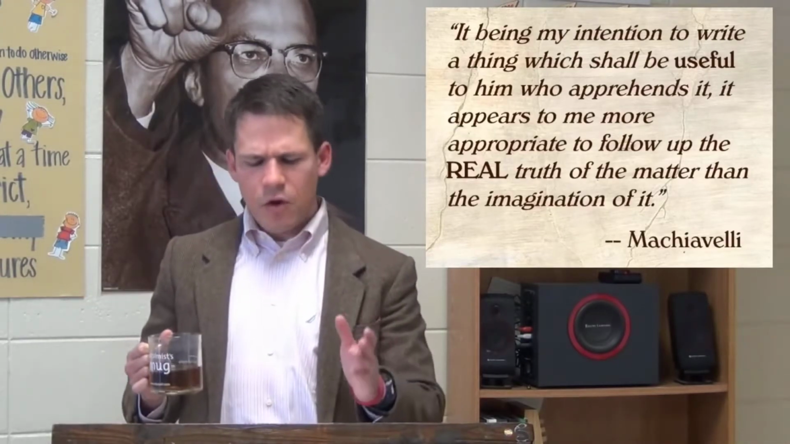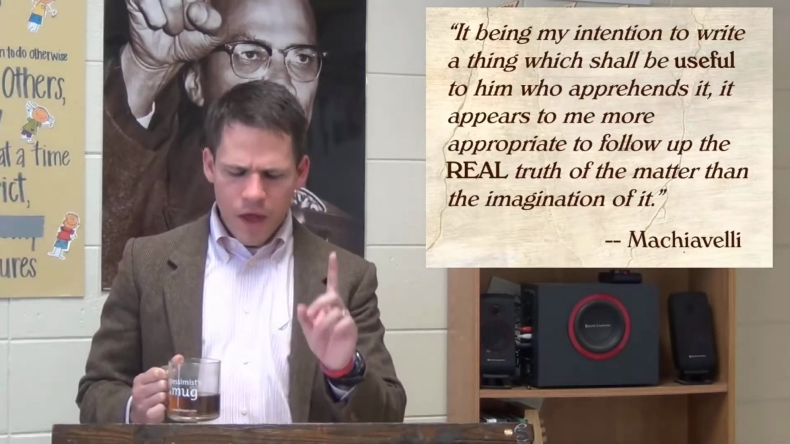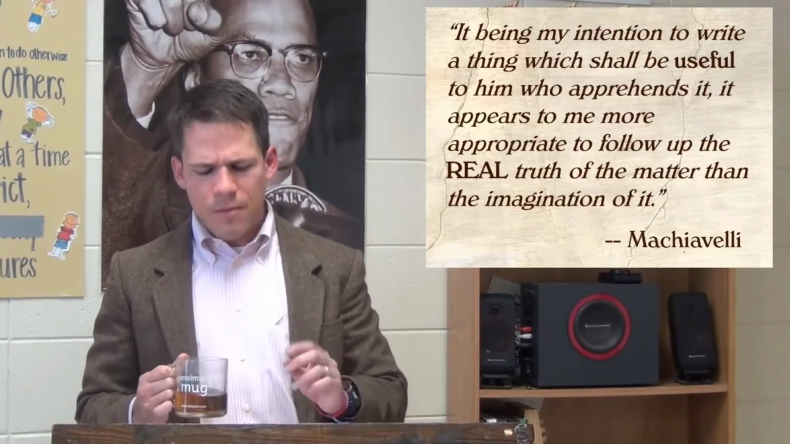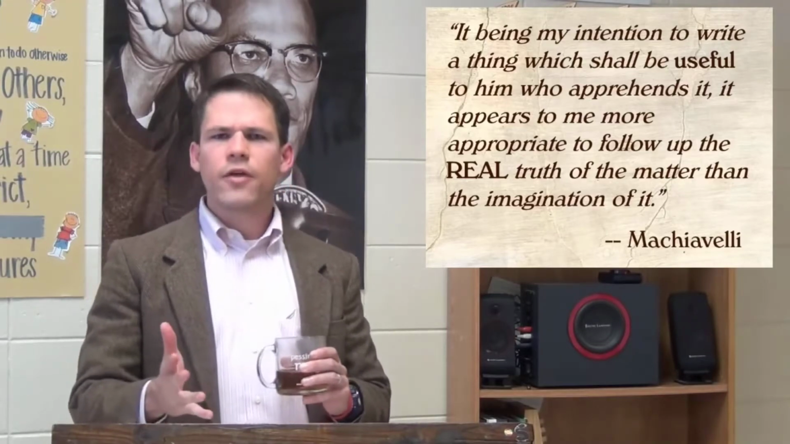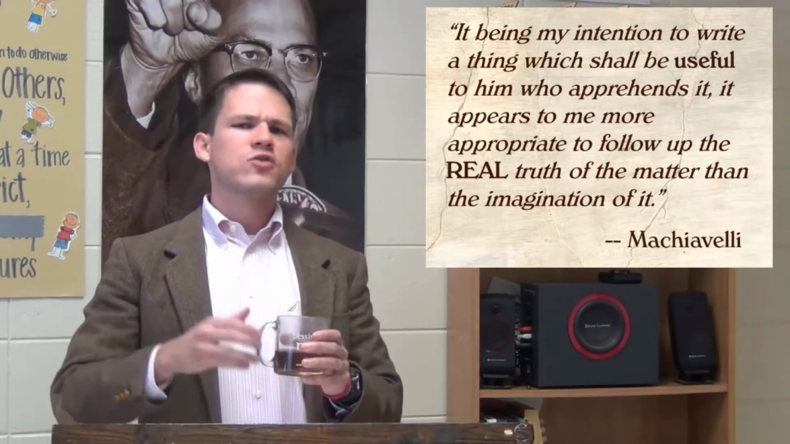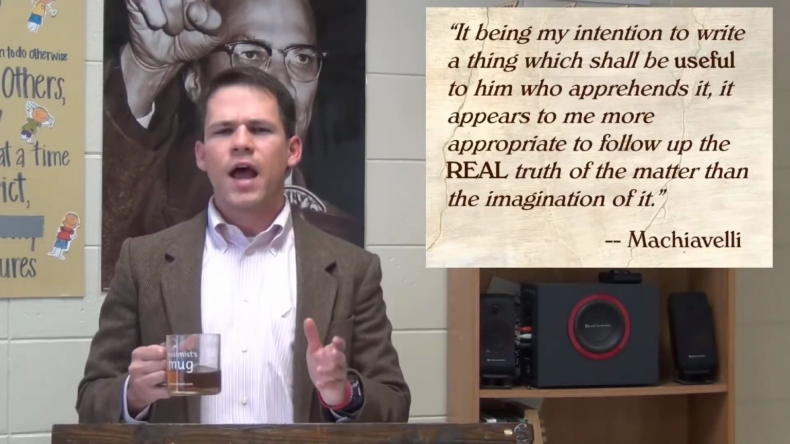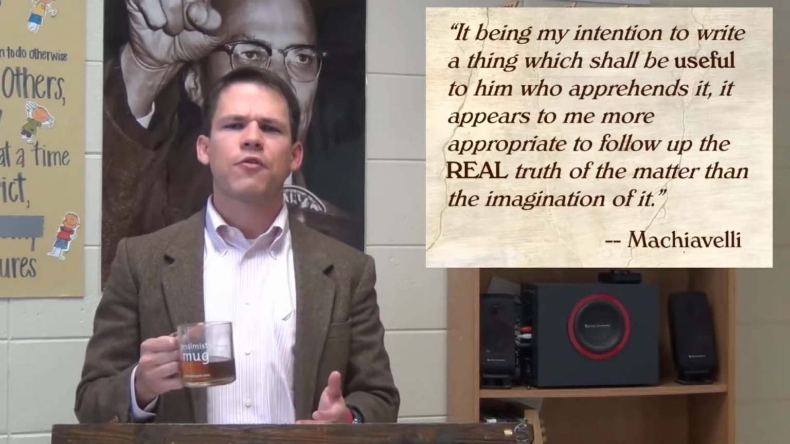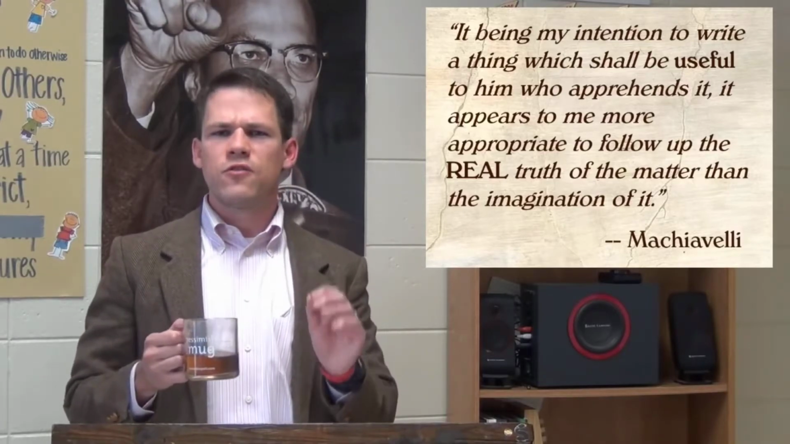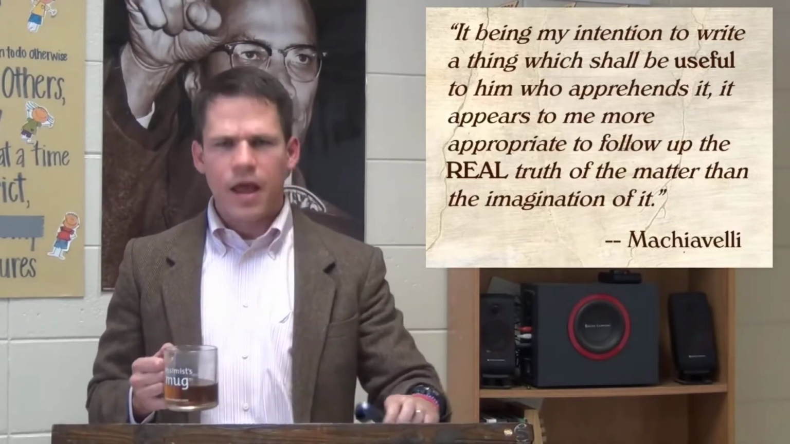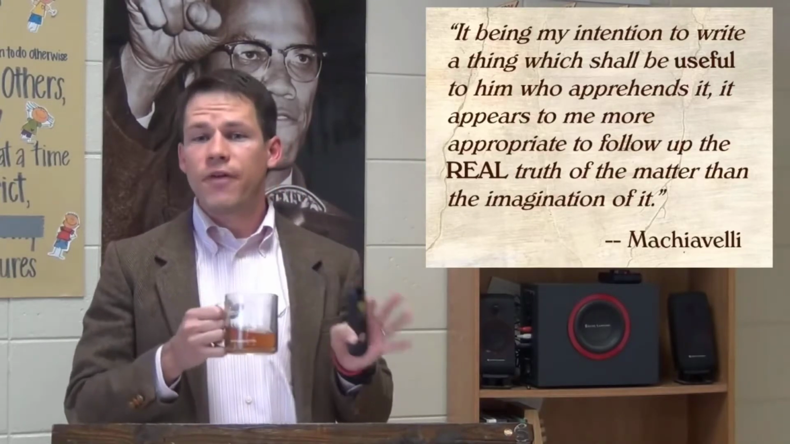And so Machiavelli notes from the very beginning, "It being my intention to write a thing which shall be useful to him who apprehends it, it appears to me more appropriate to follow up the real truth of the matter rather than the imagination of it." He's not trying to be like Plato or any of these other people that have written about the ideal state. Machiavelli claimed that he's doing something different because he is writing about the state that works, the ruler who can do what needs to be done. That is pragmatism. What is it going to take to get the job done, values aside?